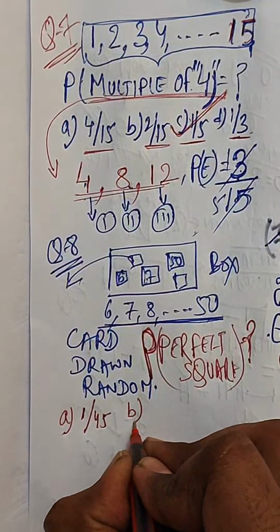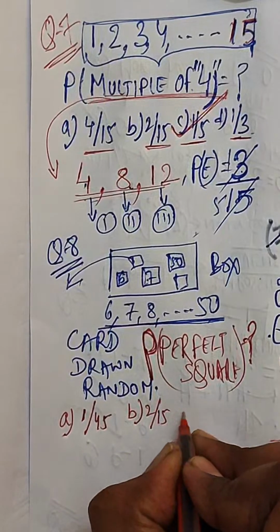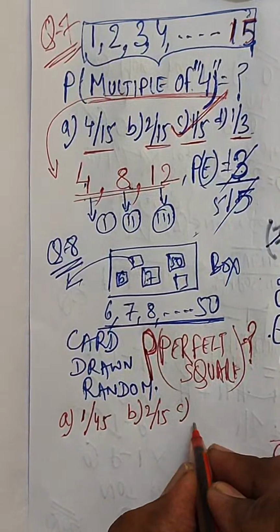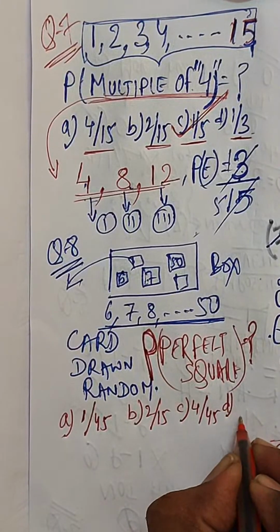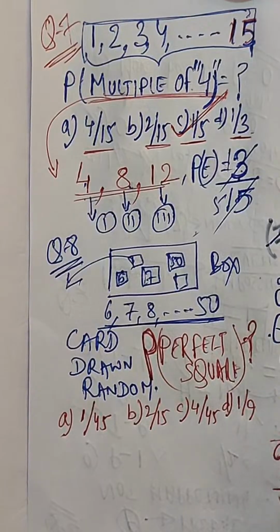Option number B, 2 by 15. Option number C, 4 by 45. Option number D, 1 by 9. This is also a question from CBSE.